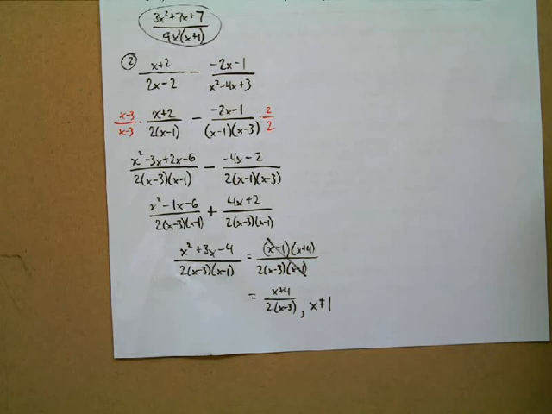Okay? So we say that these two things are the same everywhere except at 1. At 1, this thing has a hole, this thing does not. Okay? Alright. So that's that.